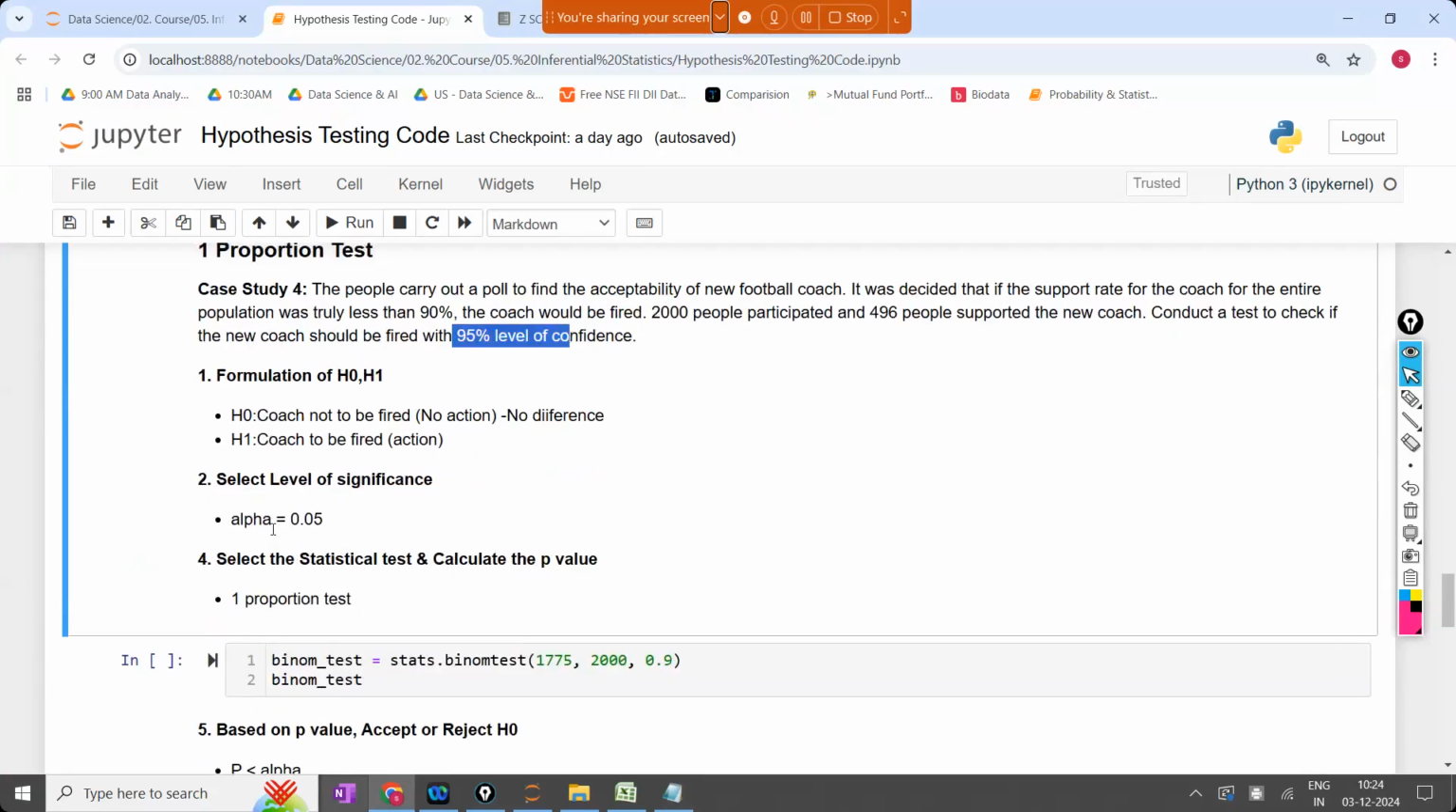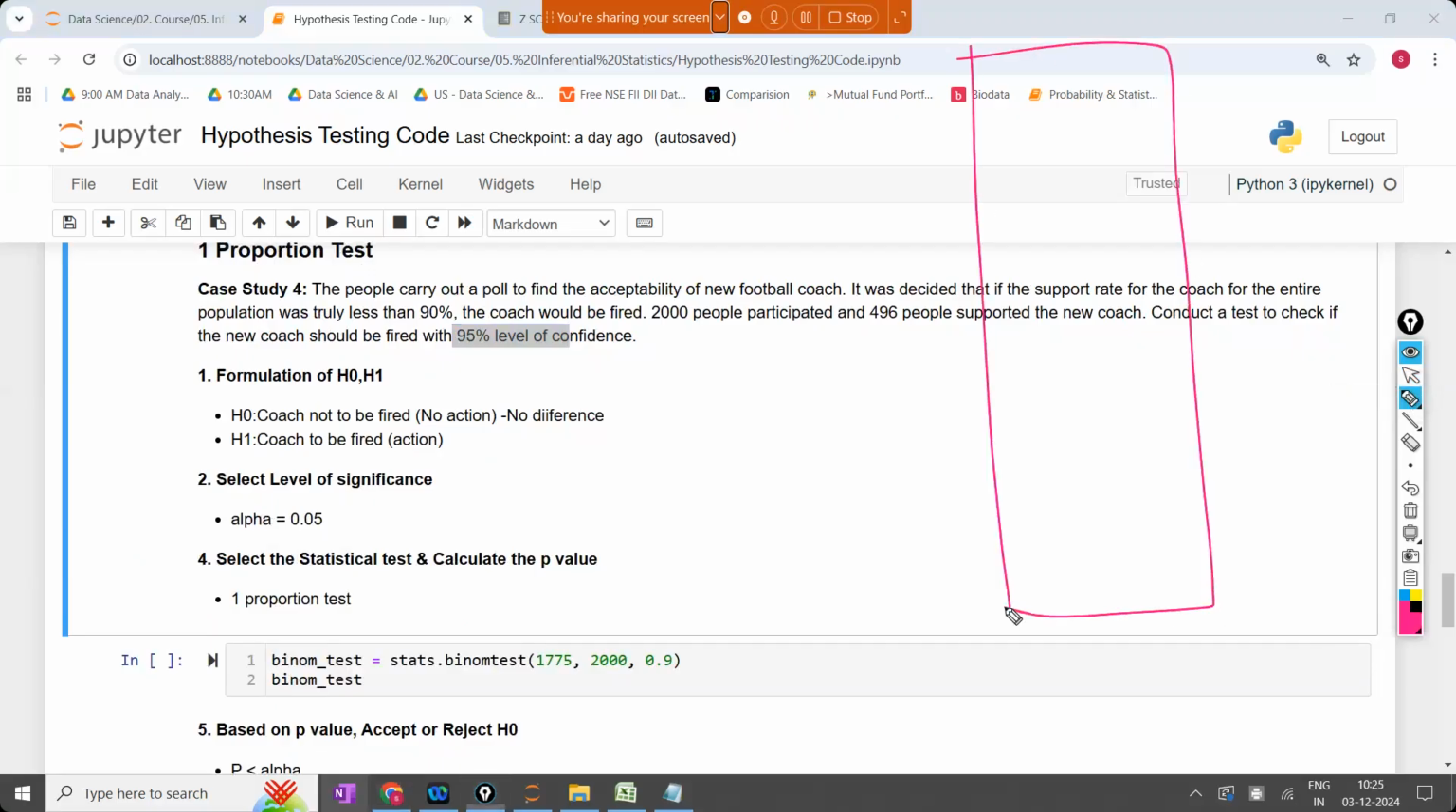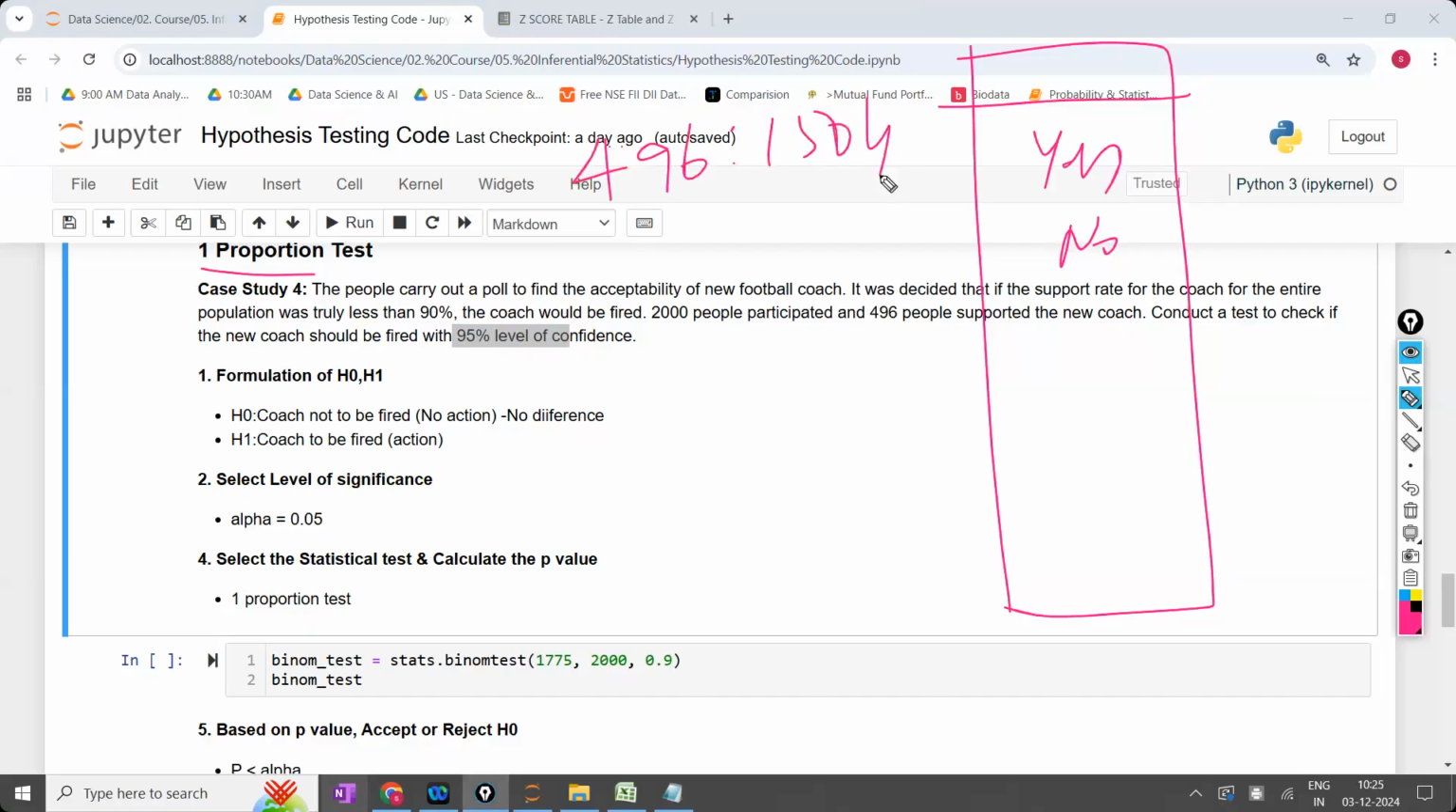And the third step, I have removed the third step. What is the next step? Select the test. What is the test you have to select? Since it is a discrete variable with one column, the test name is called one proportion test. Discrete with one column, whatever you are having as yes and no, is called one proportion. What is meant by proportion? How many people of yes are there? How many people of no are there? A ratio. Like this, how many ratios are there? Only one ratio is there. One proportion means one.